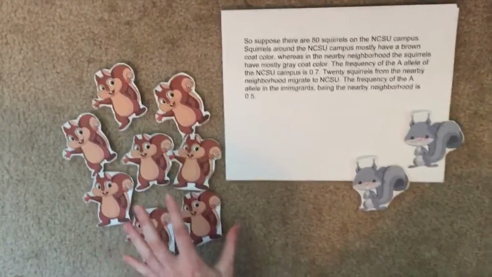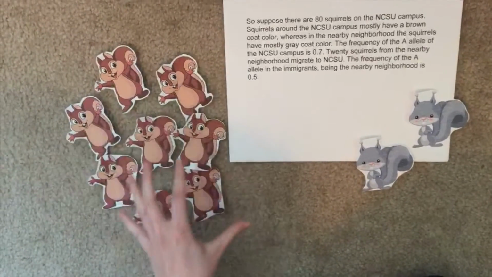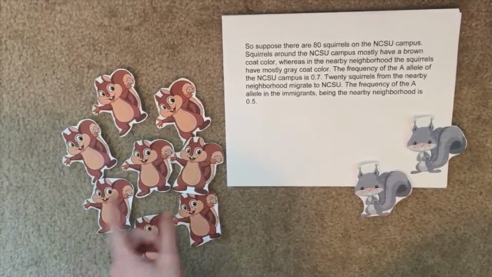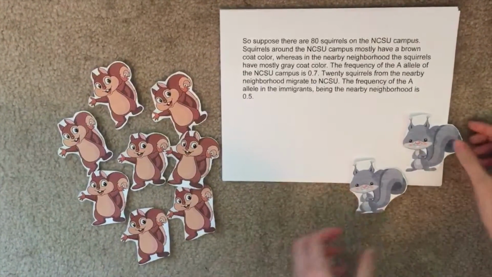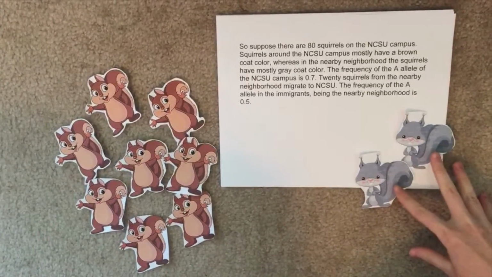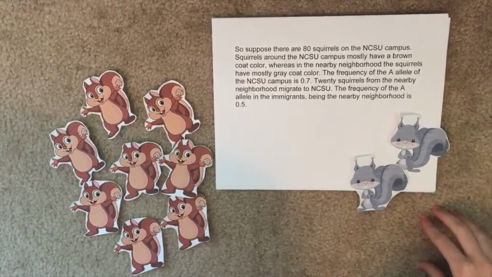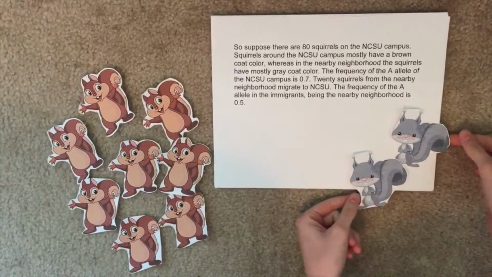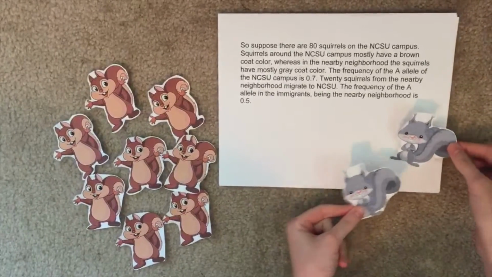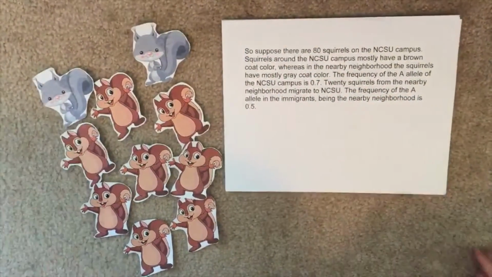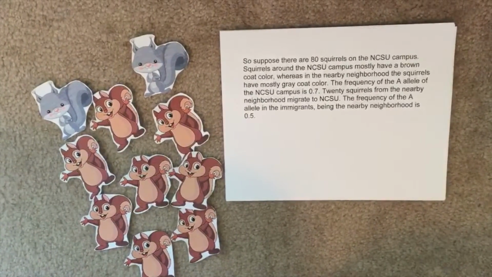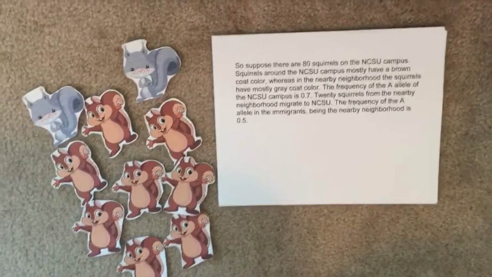Now here's an example problem. So suppose there are 80 squirrels, visualized here with 8, on the NC State campus. Squirrels around the NC State campus mostly only have the brown color coat, whereas in the nearby neighborhood, the squirrels mostly only have a gray coat. The frequency of the big A allele on the NC State campus is 0.7. 20 squirrels, pictured here by 2, from the nearby neighborhood migrate to NC State. The frequency of the big A allele in the immigrants, being the nearby neighborhood, is 0.5.